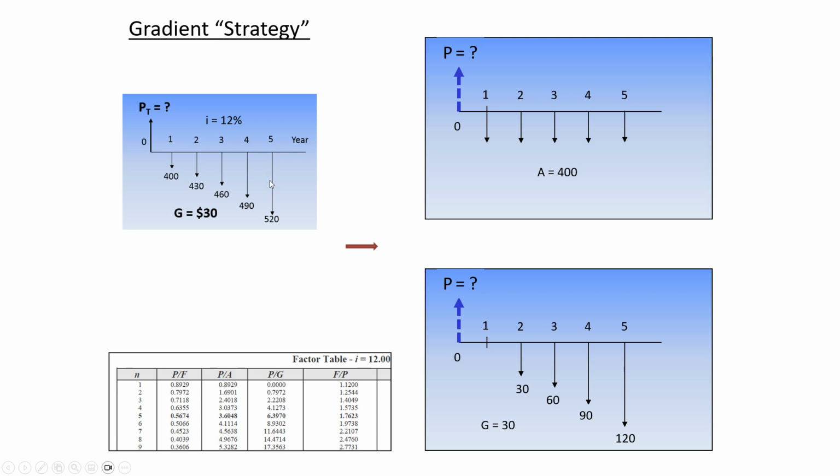Okay, so the strategy is sometimes it may not be immediately obvious to you that there's both an annual series and a gradient. But you'll get better at identifying how the pieces fit together and then breaking it apart and solving it in pieces like illustrated in the example. So are there any questions about this process?